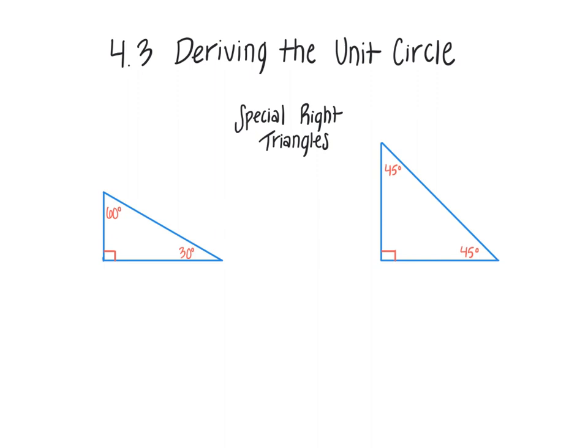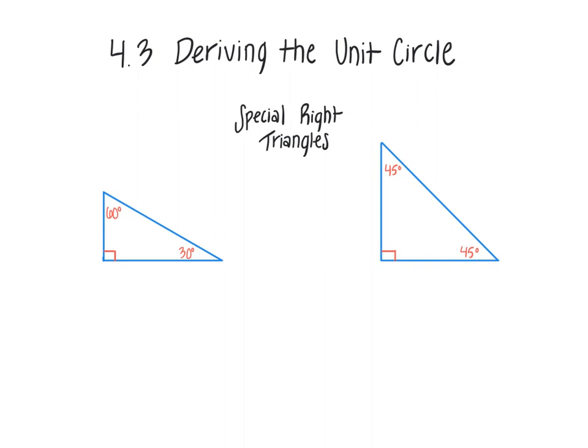The first one is on the left, which is our 30, 60, 90 triangle. And the second one is on the right, which is our 45, 45, 90 right triangle. The reason why these are special is because they have the same side length ratios no matter what.